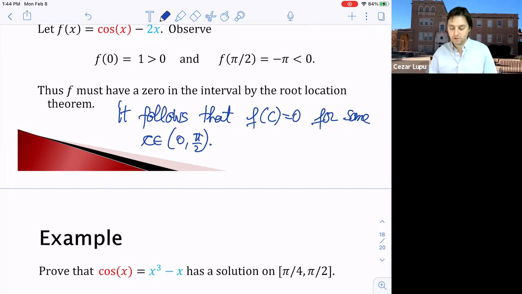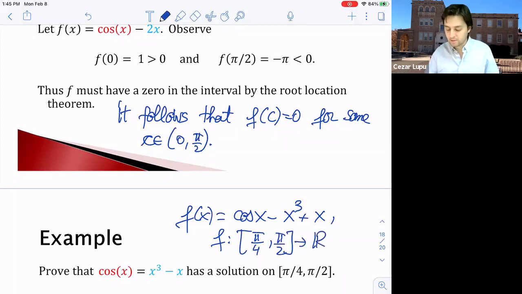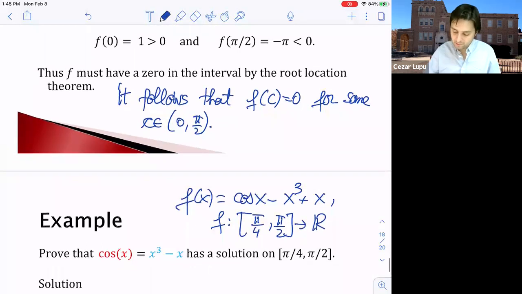So how would you approach this? You'll do the same thing, right? So you'll consider the function f of x is cosine of x minus x cubed plus x. And the same thing goes, it's defined on the interval pi over 4 pi over 2, closed interval, real value. Again, this is continuous.